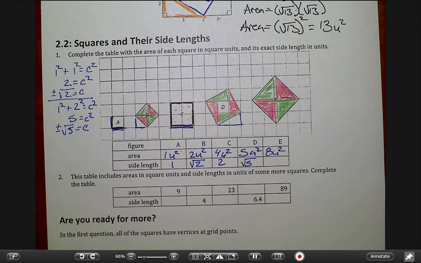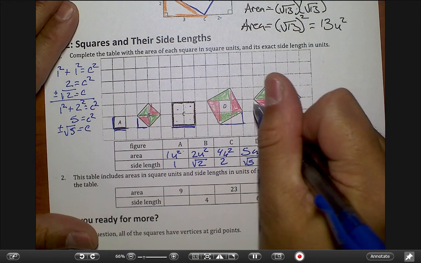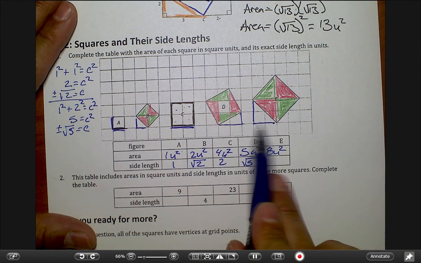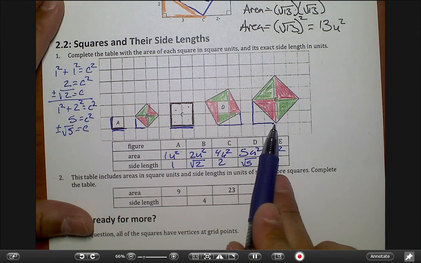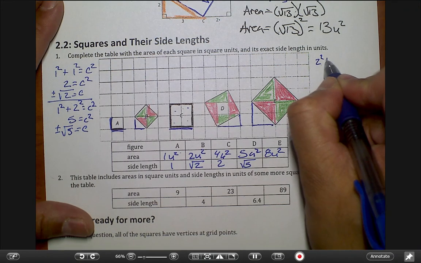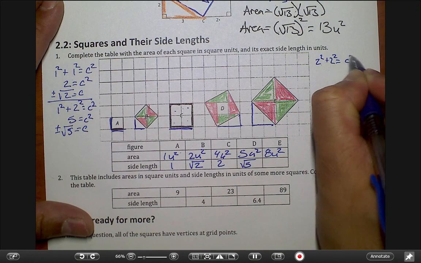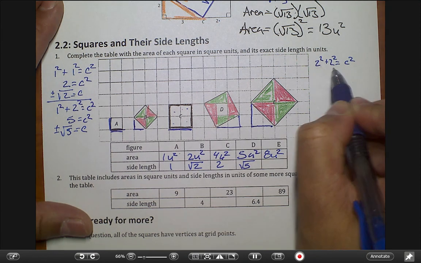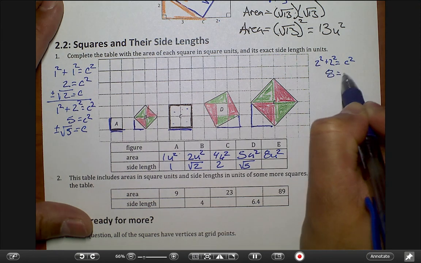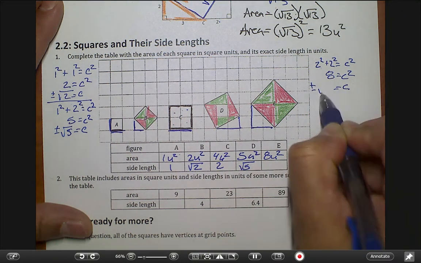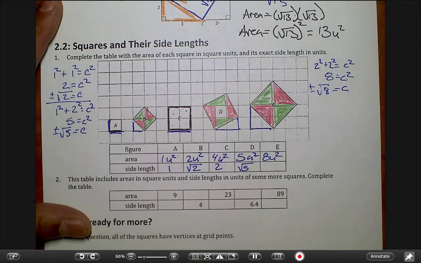All right, so let's try and figure out the side length here. So this one right here is 2, and this one is 2. So it's going to be 2 squared plus 2 squared is equal to c squared. So that's 4, right? 4 plus 4 is 8. c squared equals 8, so c is equal to plus or minus square root of 8.